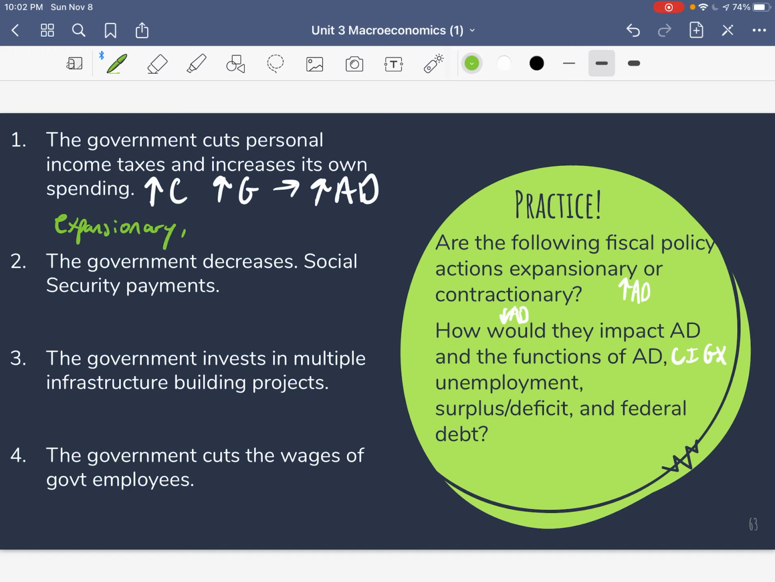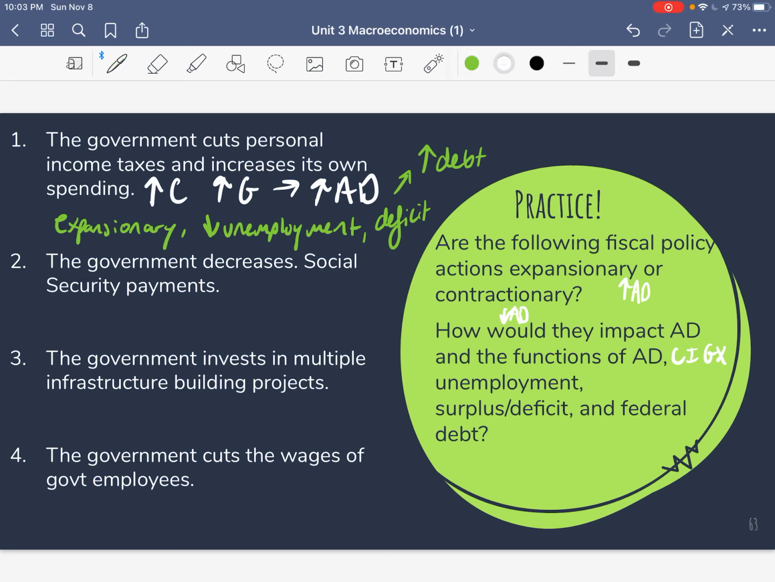So if we're expanding the economy, what's going to happen to unemployment? Well, we need to make more stuff, so we need to hire more people. So a decrease in unemployment, which is a good thing, okay? If we are expanding the economy, though, that means we're spending more money. Are we going to go into surplus, where we are spending less than what we're taking in, or deficit, we're spending more than what we're taking in? Deficit is the answer. And what's that going to do to the federal debt? Are we going to add or subtract to the federal debt? We're going to increase debt, unfortunately, okay? All right, let's look at the next one.